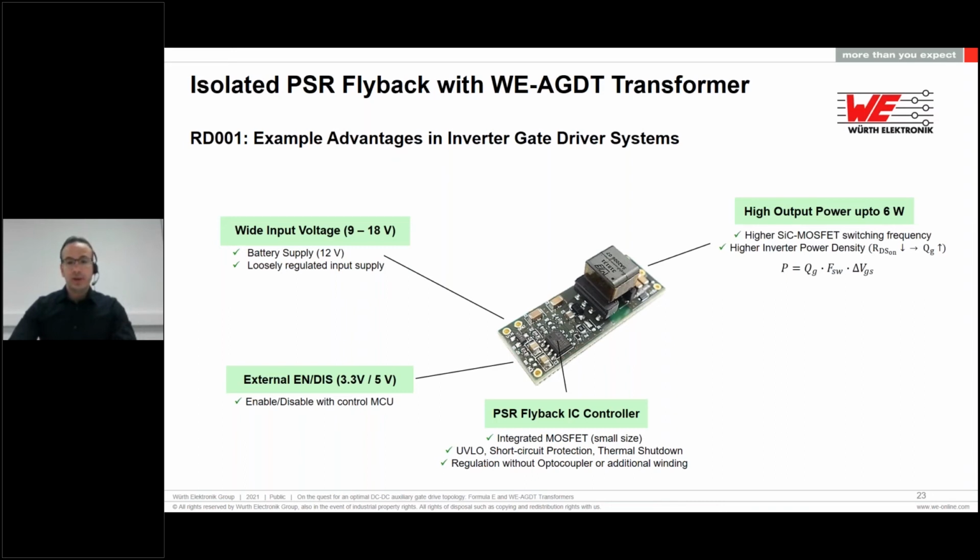Now, another important feature is the high output power up to 6 watts. Here we can see in the formula how the auxiliary supply power relates to the gate drive power losses in the circuit. Basically, when driving the silicon carbide MOSFET device, there are some power losses in the gate drive circuit, and this needs to be made up for or compensated by the auxiliary supply. And those power losses are directly proportional to the gate charge of the silicon carbide device, the switching frequency, and the gate source voltage swing with which the SiC-MOSFET is being driven.